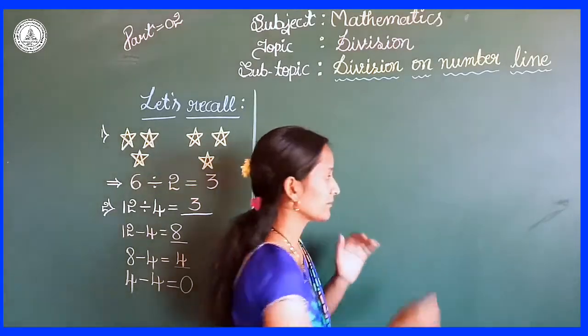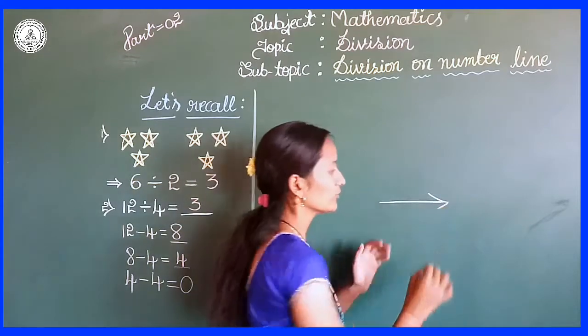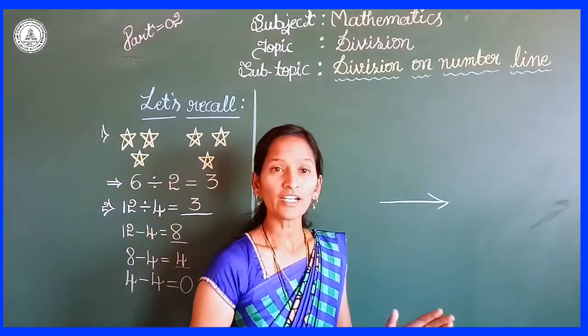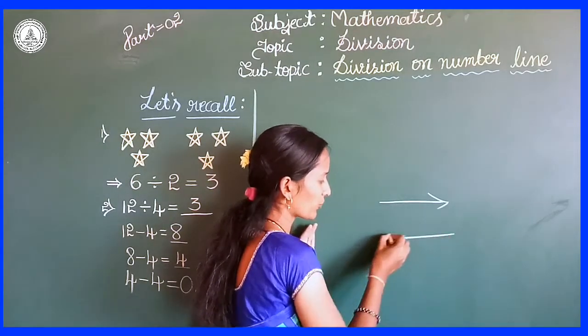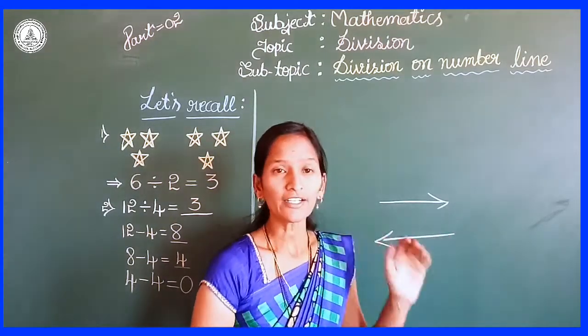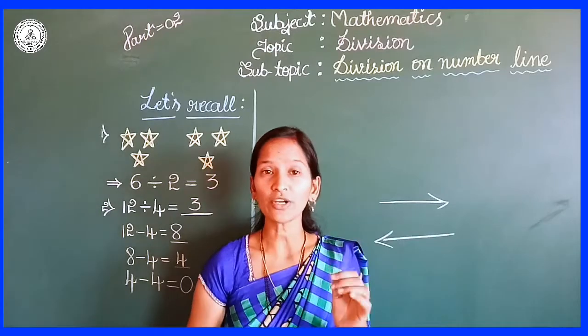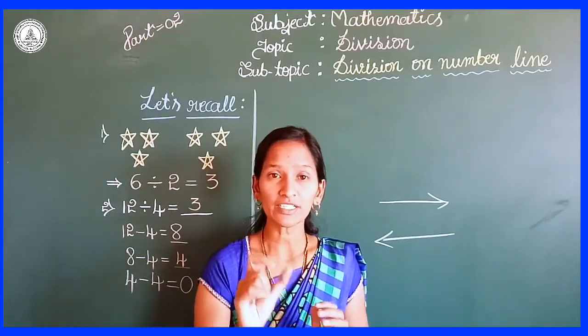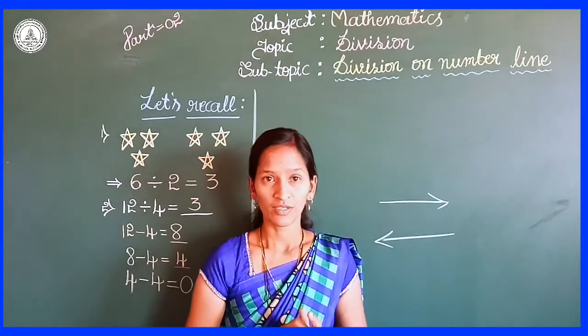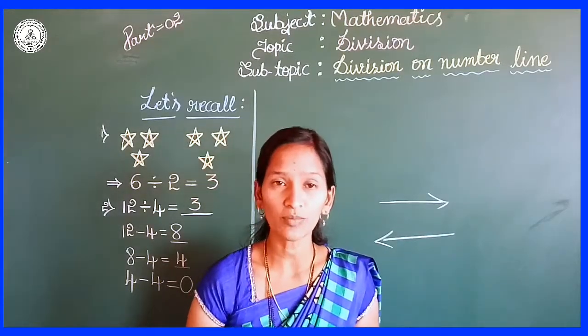For example, in multiplication, we are moving in a forward direction. But in division, it is opposite to that. It means in division, we are moving backward. And in multiplication, the starting point is 0, but in division, the bigger number is the starting point. So how do we solve this problem?